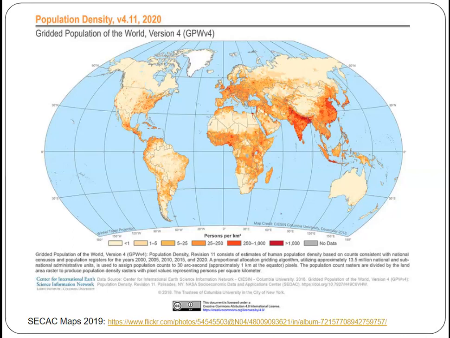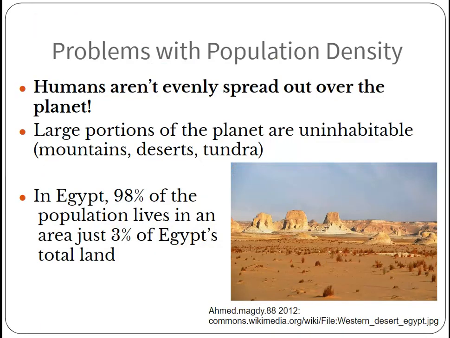All right. Now, the problem with population density, by just giving you one number, is that humans are not evenly spread out over the planet. That's one of the main features of studying world geography and human geography: where do people live and why? Humans don't live everywhere on the planet. We're not evenly spread out. Big chunks of our planet are not very people friendly.